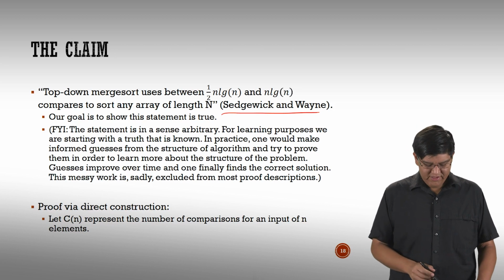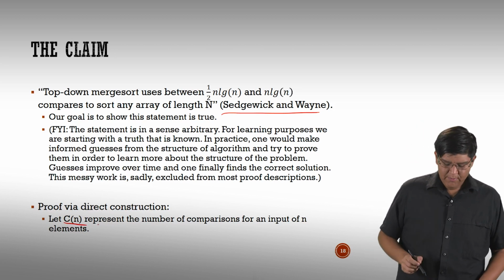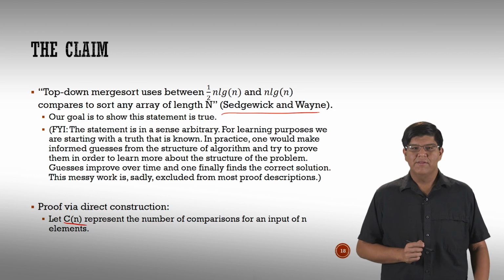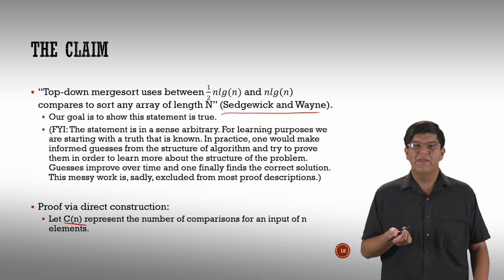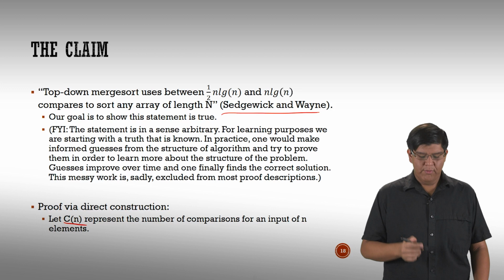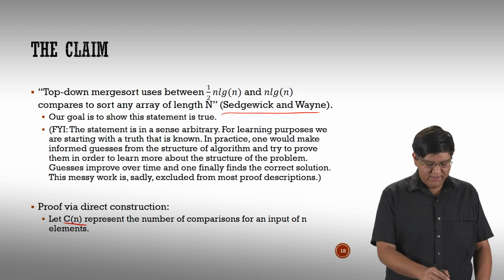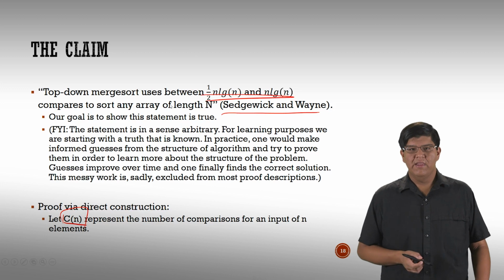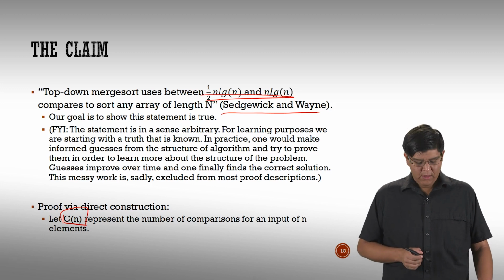All right, so let's start with this first definition. We're going to let C of n represent the number of comparisons necessary for an input of n elements. So this is kind of our base definition. This is what we want to analyze, and we're hoping that we can show this C value matches up with this claim over here, the n log n claim, okay?